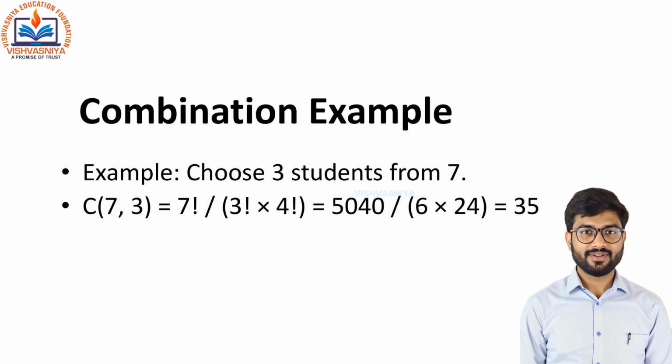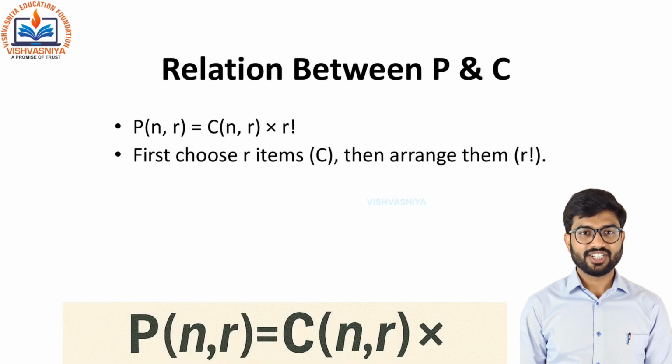Choose 3 students from 7. C(7, 3) equals 7 factorial divided by 3 factorial into 4 factorial equals 5040 divided by 6 into 24, which equals 35. Relationship between permutations and combinations. P(n, r) equals C(n, r) times r factorial. Interpretation. First choose r items, C(n, r), then arrange them, r factorial.